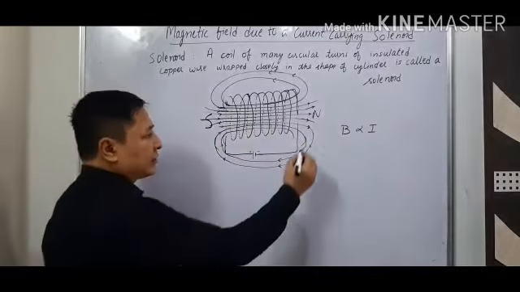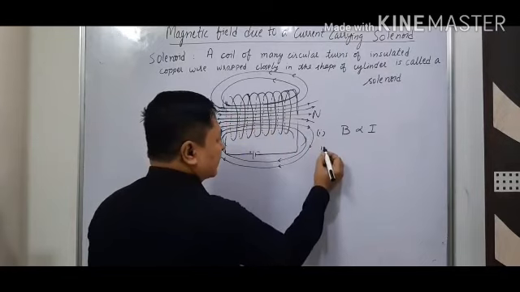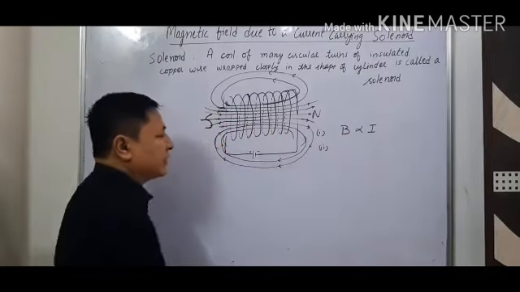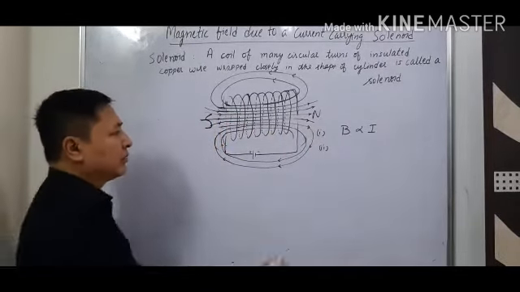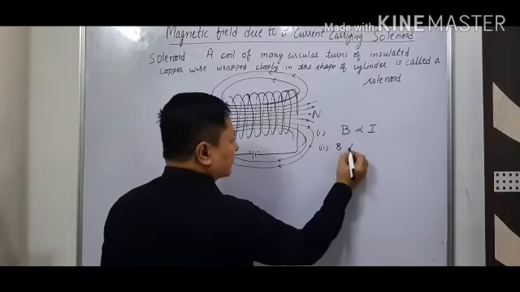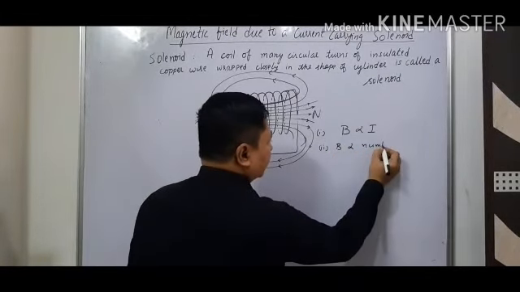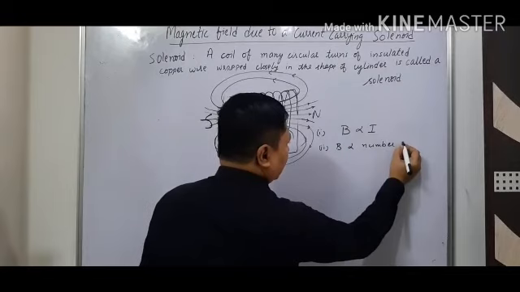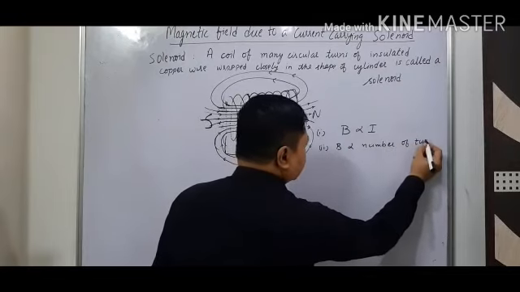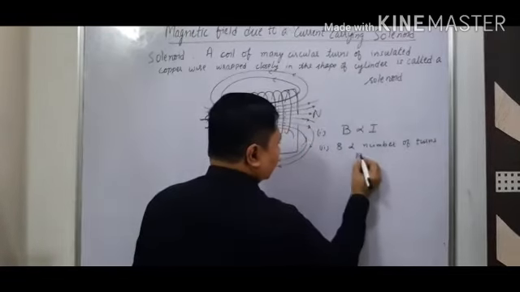This is the first factor. The second factor on which it depends is the number of turns per unit length.